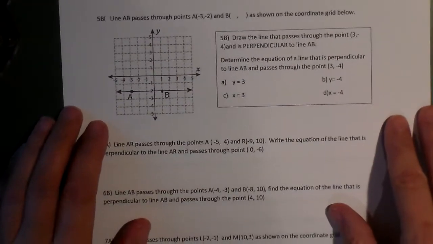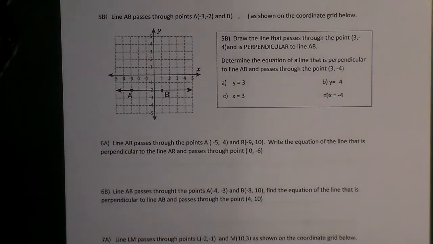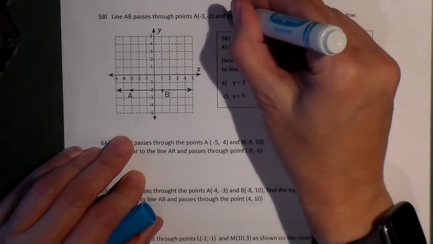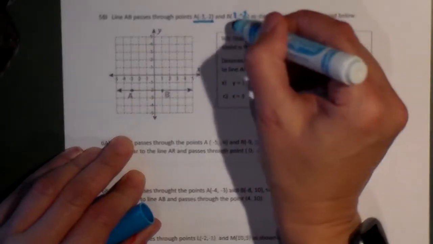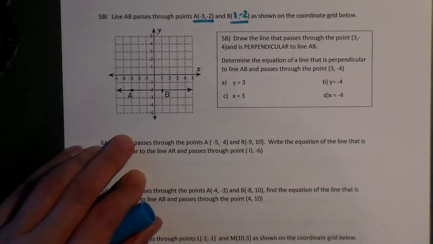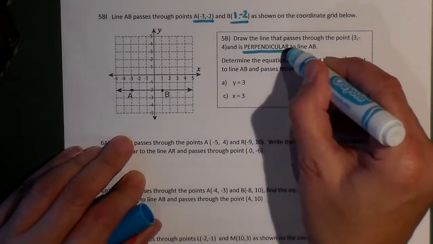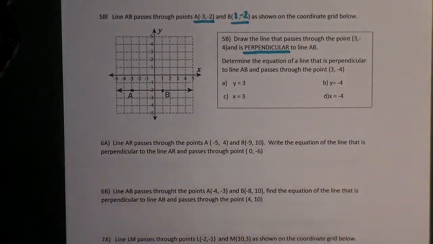Okay, and again, this is all review of stuff that we did a while back, so hopefully it's kind of jogging your memory a little bit. All right, so line AB passes through negative 3, negative 2, and that should say 1, negative 2, by the way. So we're presented now with a horizontal line, and we're being asked to find the perpendicular to that, which means we need a vertical one, okay?